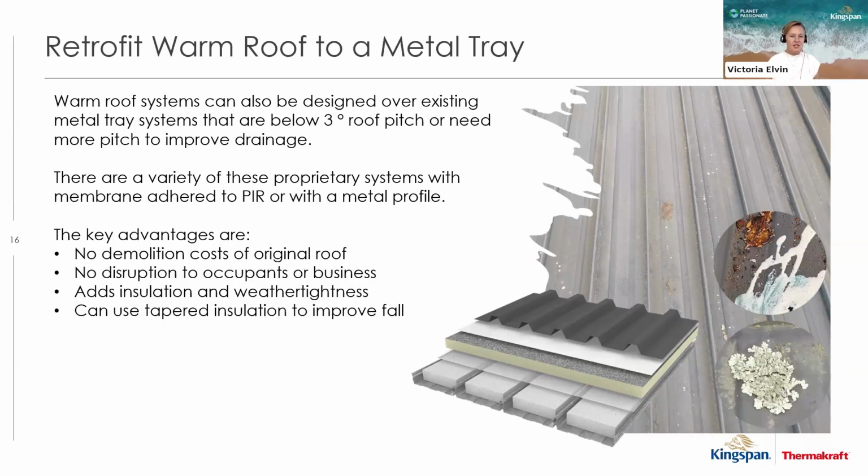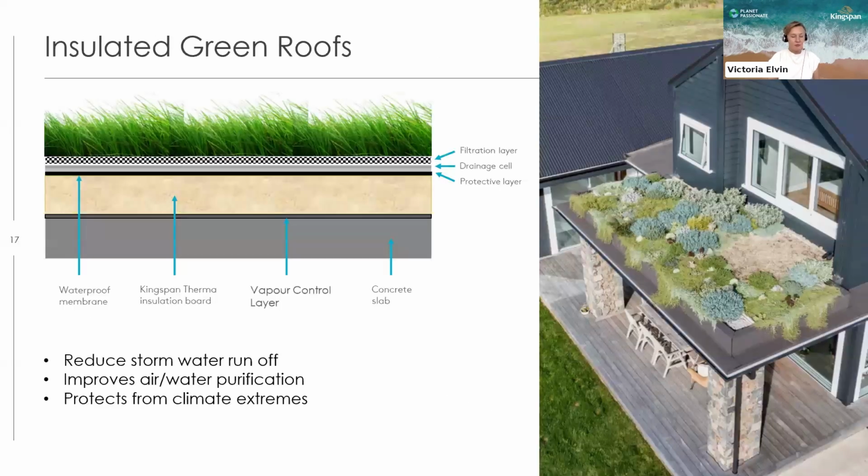Of course, it adds insulation and improves the thermal comfort, which might improve the performance of that room below in terms of heating and cooling. And if there's not enough fall, we can just add tapered insulation to this roof and create the fall in the insulation, perhaps going from the 1 degree pitch to maybe 3 degree pitches.